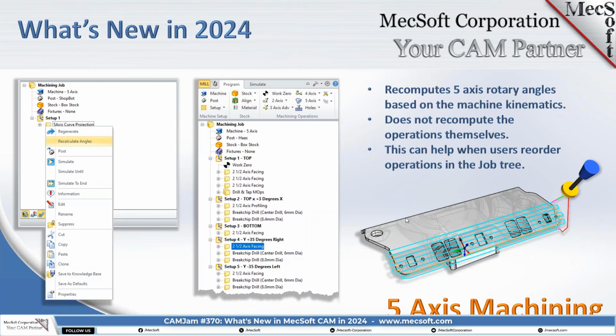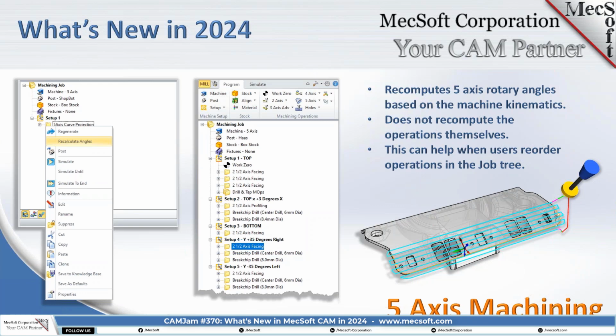Now you can do that automatically without having to regenerate all these operations, because the 5-axis operations do take longer to generate. If you have a large complex model, it could take a while to generate to get those angles recalculated. Well, the angles, the toolpath itself, this really comes into play when you're reordering toolpaths. Let's say you created toolpaths or machining operations in 5-axis mode, and then you reordered them. And now what happens is internally we compute the machine tool angles.